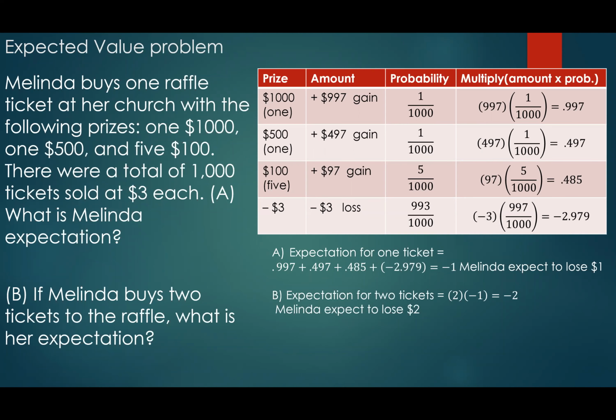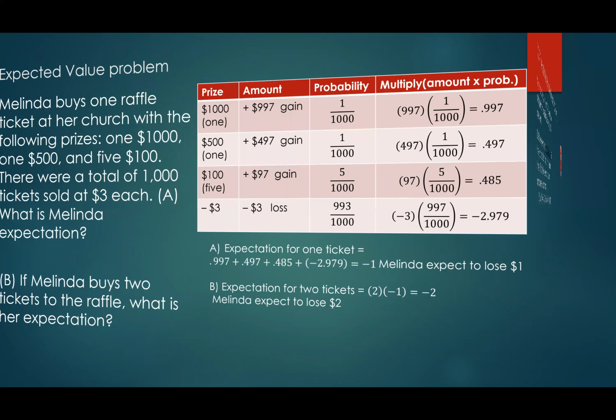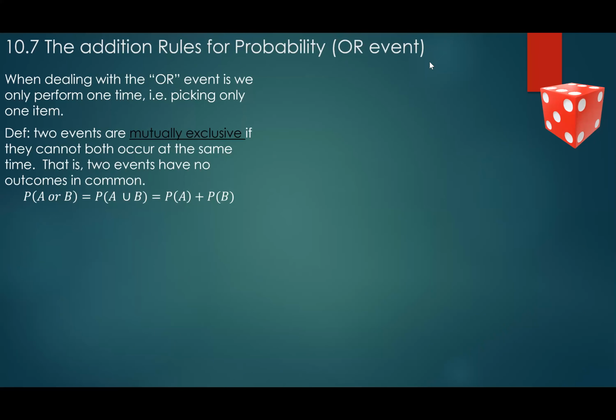So 10.7, this is your addition rule. And the main thing about the addition rule for probability is you have to identify the mutually exclusive event versus not mutually exclusive event. So how can you determine if the event is mutually exclusive? Well, if the 2 events that we're looking for cannot occur at the same exact time, then the 2 events will be mutually exclusive.